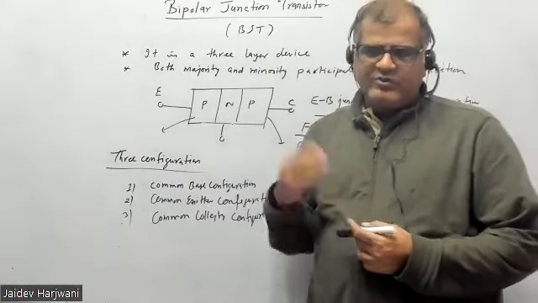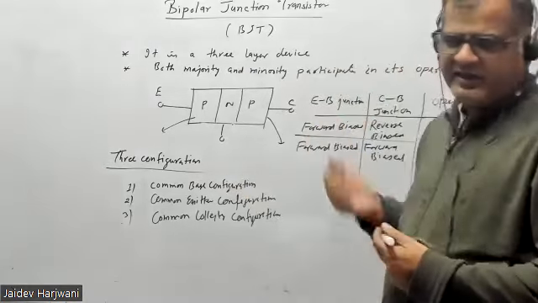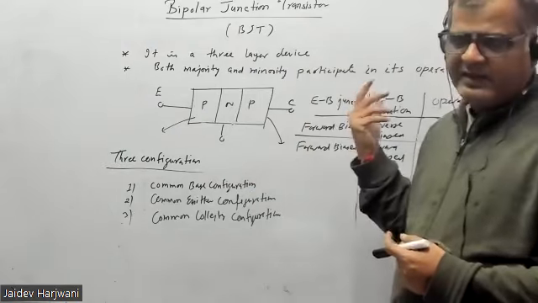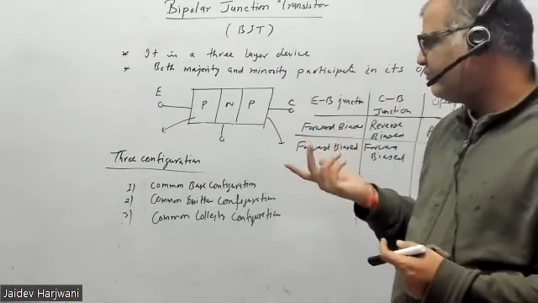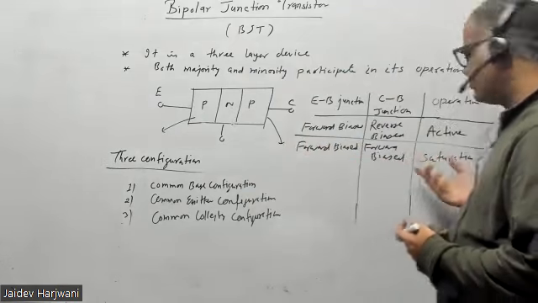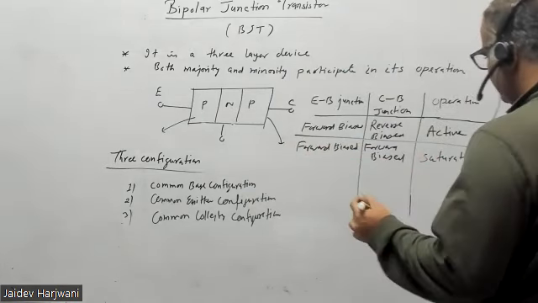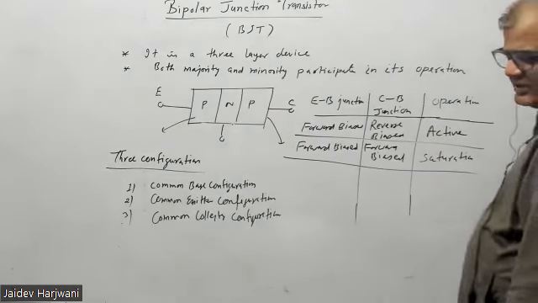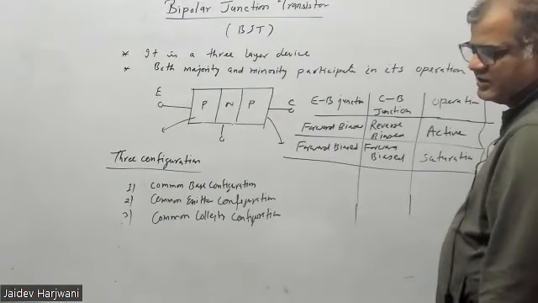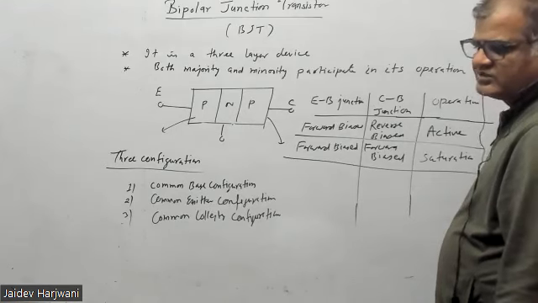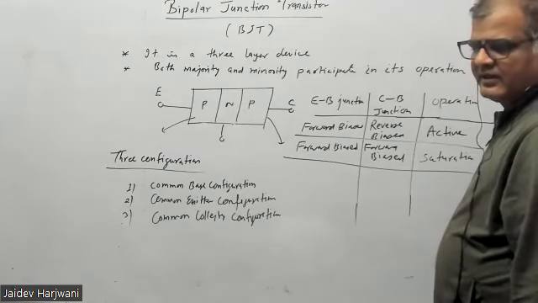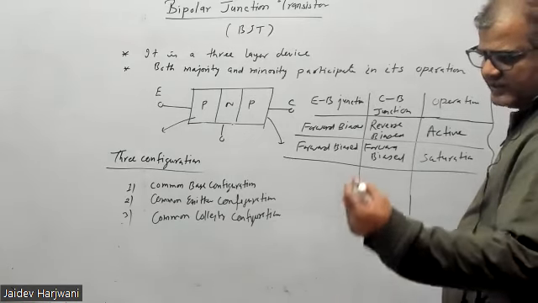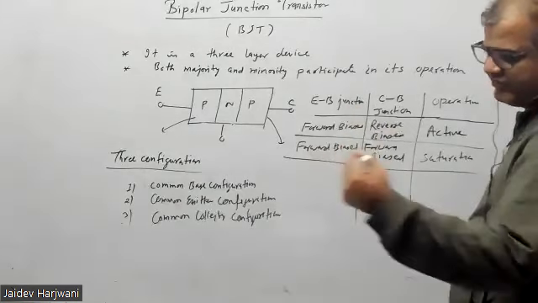The output current is completely uncontrolled by the emitter current. They are independent of input current. So that is called saturation. Where both are forward biased, this basically works as a switch. The transistor has three main applications: one is amplifier, the second is switch. Switch means you want to make it on, you want to make it off.